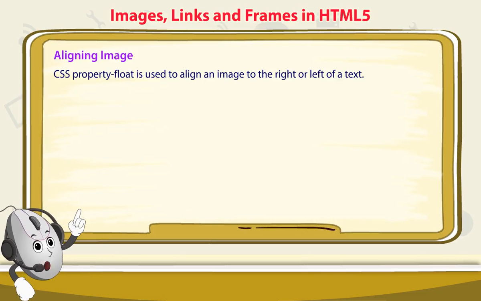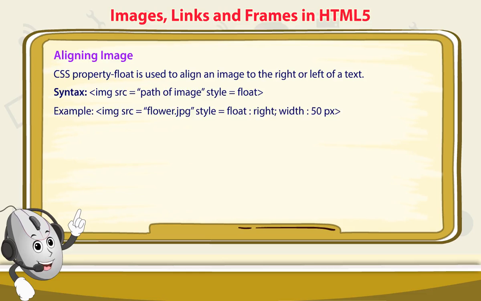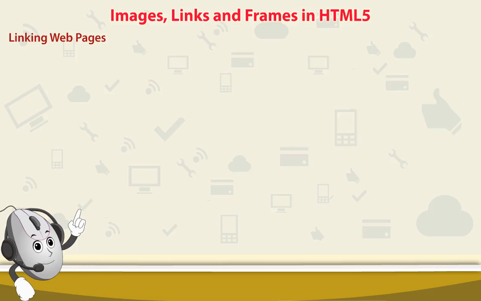Aligning image. The CSS property float is used to align an image to the right or left of a text. Syntax: IMG src equal to path of image, style equal to float. Example: IMG src equal to flower.jpg, style is equal to float:right, width 50 px.